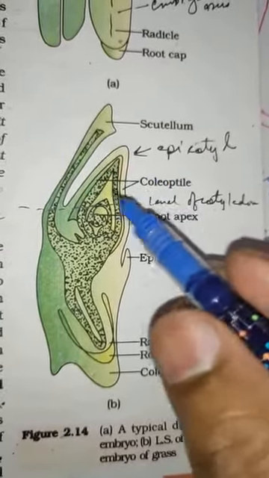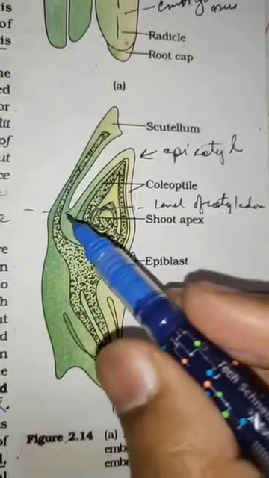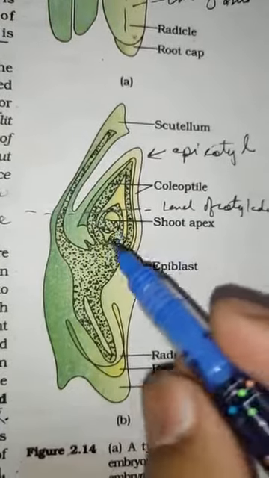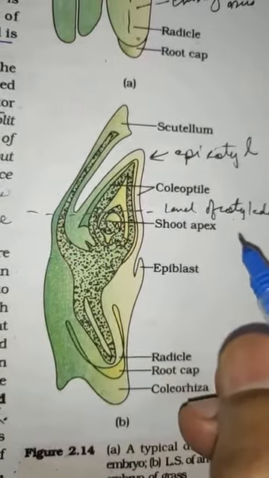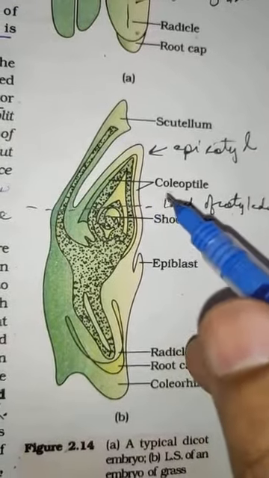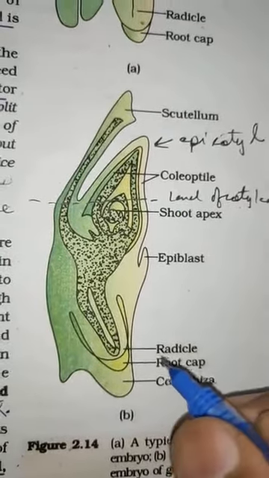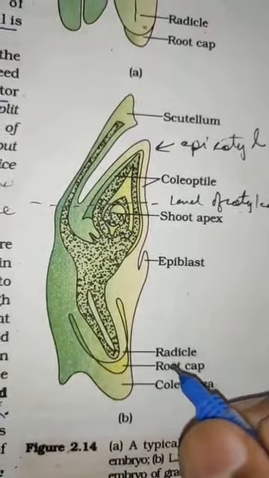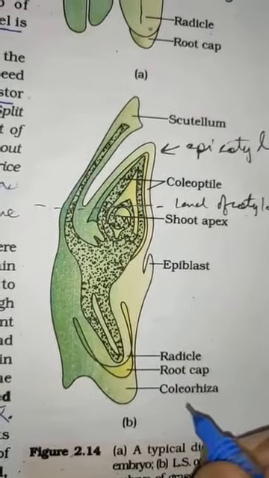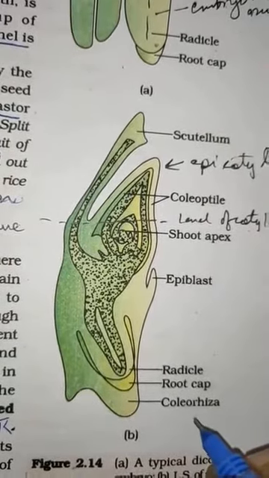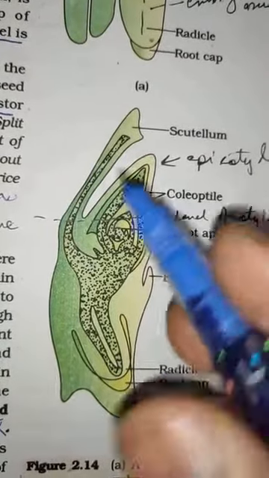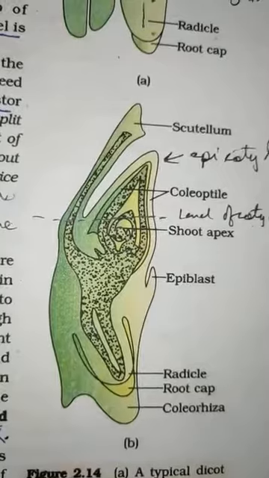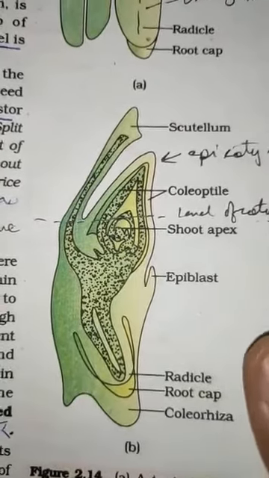And these are the coleoptile, and this is the level of cotyledon. Here is the level of cotyledon. And this is the coleoptile part. This is the radicle and the root cap. The radicle's cover is the root cap. This is the coleorhiza, and the coleoptile. Clear? I hope now the diagram is clear to each and everyone.